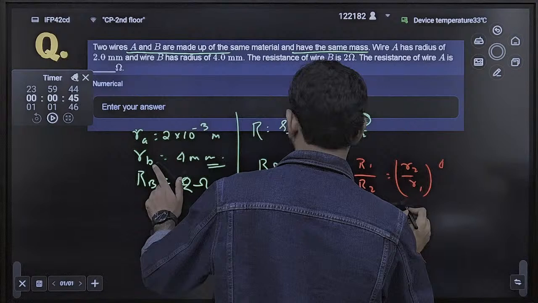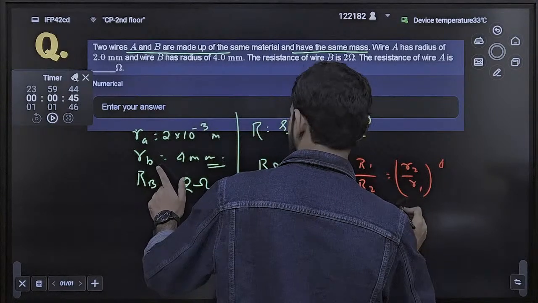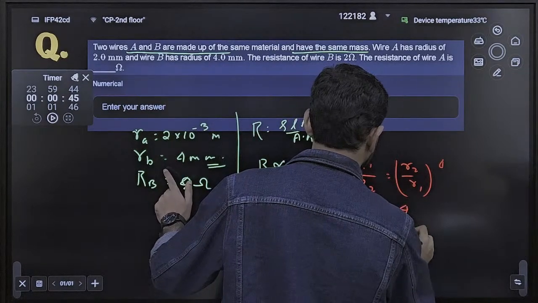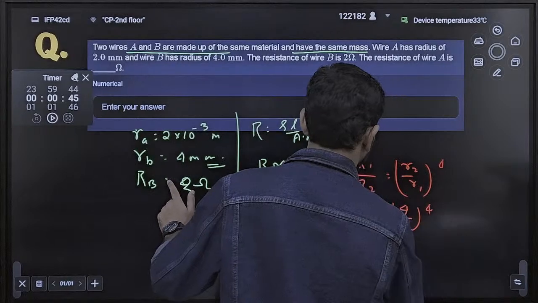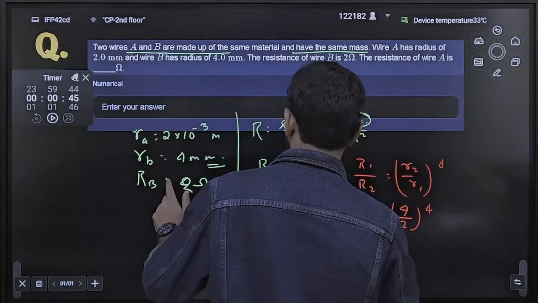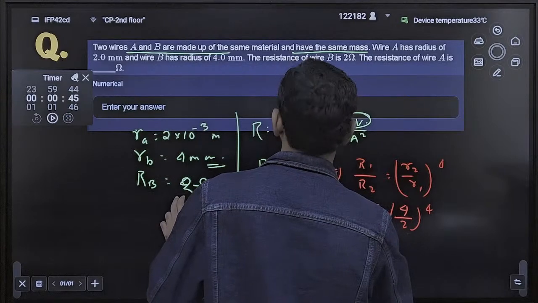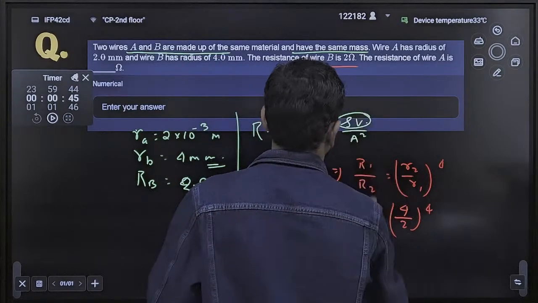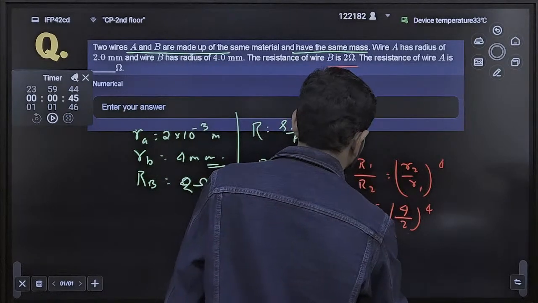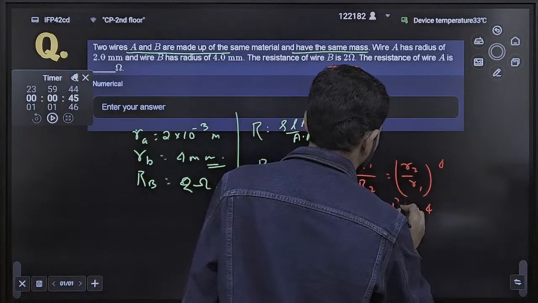R2 is equal to RB is equal to 4. R1 is equal to 2 power 4. And here R1 divided by RB that you have calculated was given to be 2. It will be equal to 2. That means R1 can be said is equal to 2 power 4.